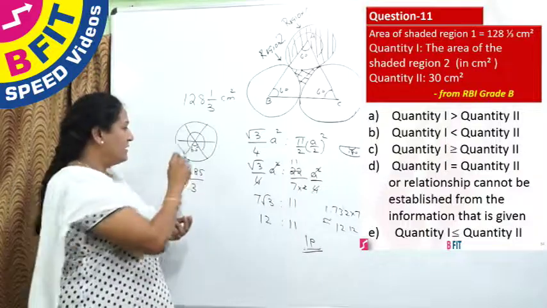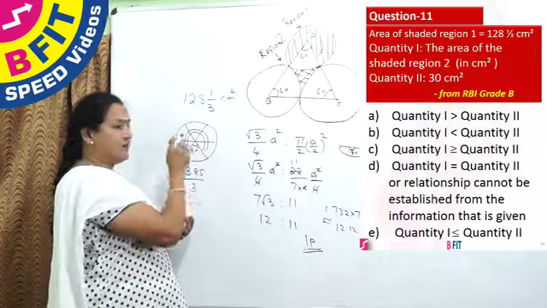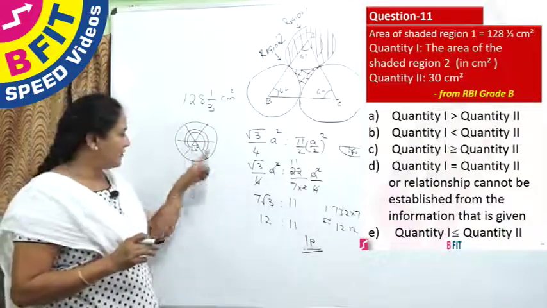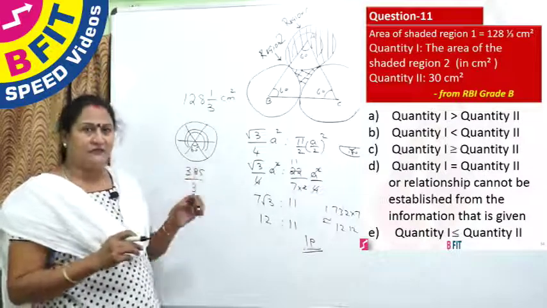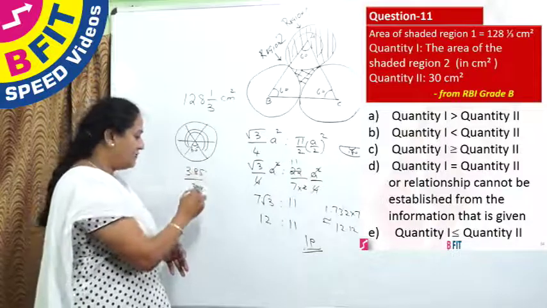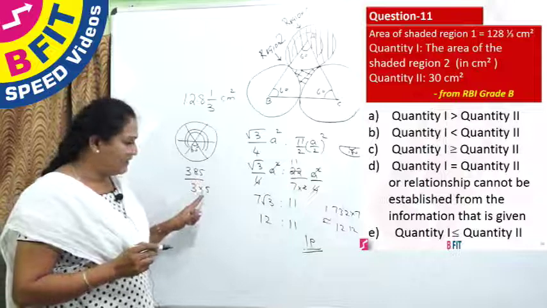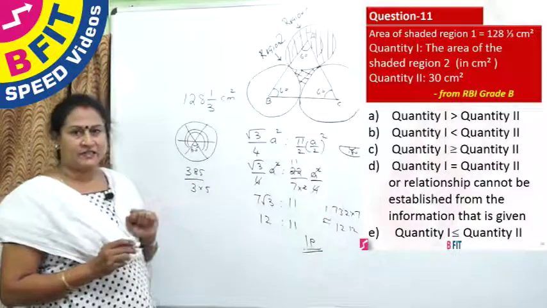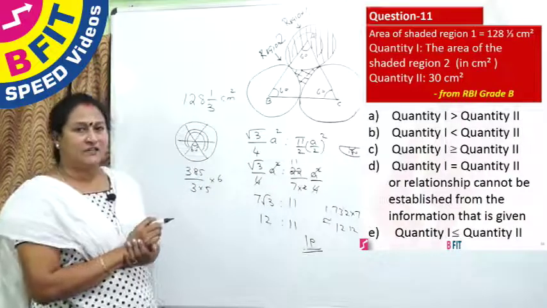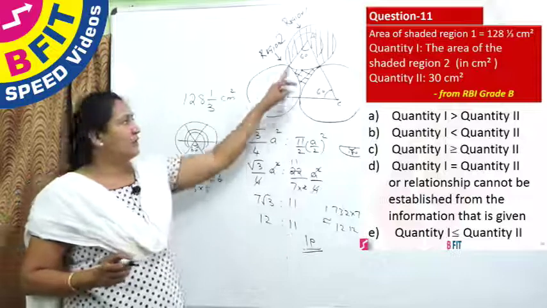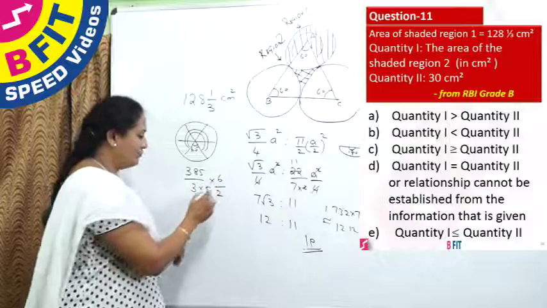So 385 by 3 is this region 1, which constitutes 5 sectors. We are dividing this circle into 6 parts, and for 5 parts the area is 385 by 3. How to get the area of the full circle? We need 6 parts. So dividing by 5, because 5 parts area is 385 by 3, we will get the area of 1 sector, 1 part. And multiplying this with 6, we get the area of the full circle. But we need only the area of the semicircle, the half of the circle, so dividing it by 2.